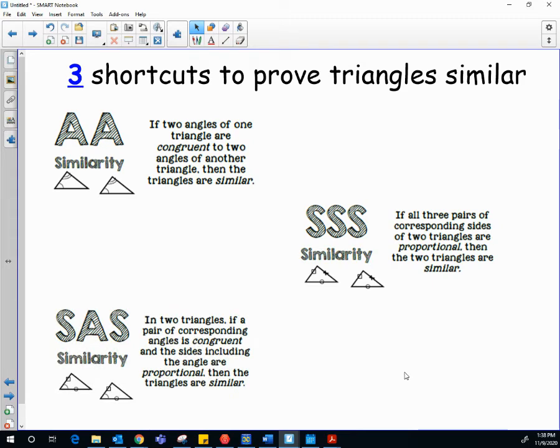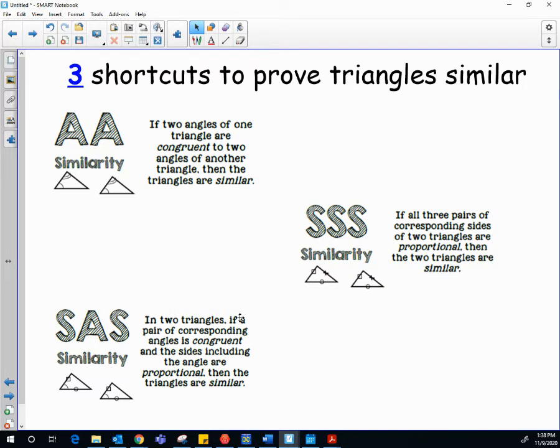Then you have side-angle-side similarity. Again, you're looking for 2 pairs of sides in the triangles that are proportional to each other, and then you want the included angle in between those given sides to be congruent. So the angles are congruent and they have to be included, meaning in between the 2 sides. And then the sides have to be proportional. So again, you have to check to make sure that the sides are actually proportional.